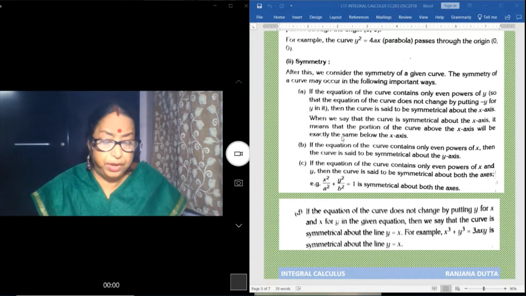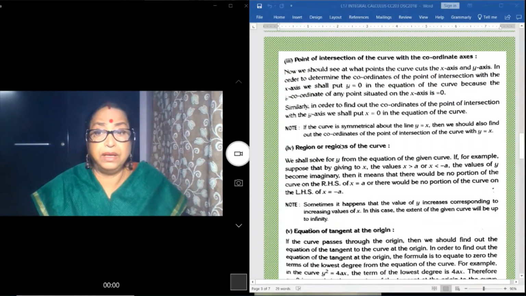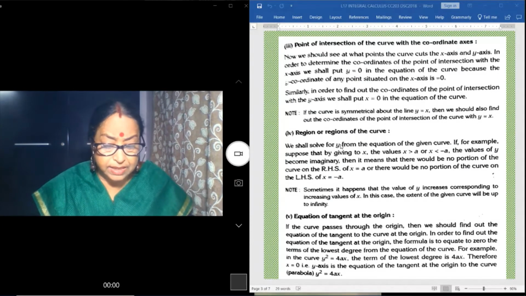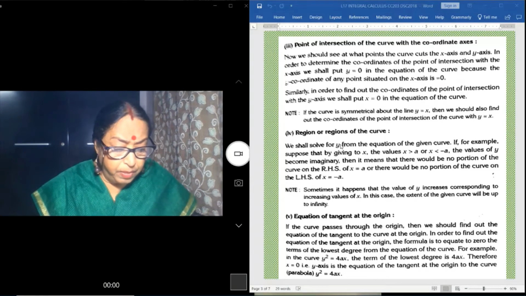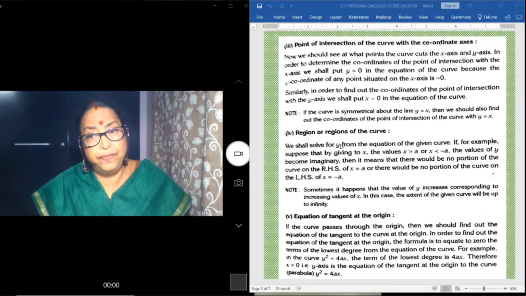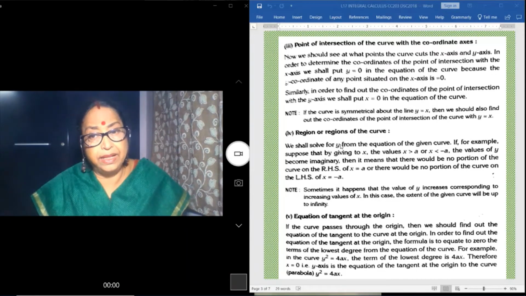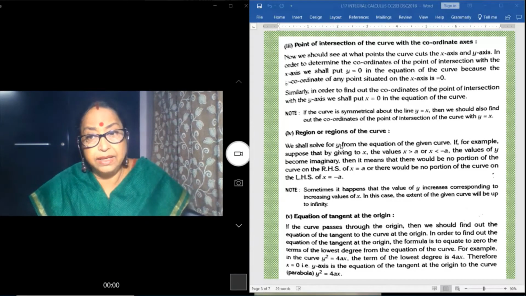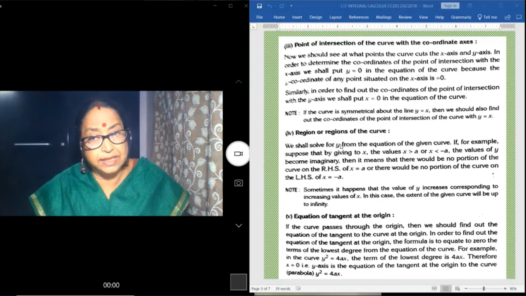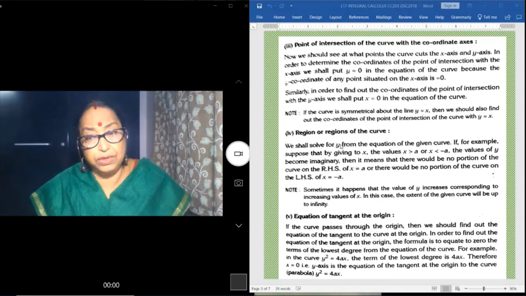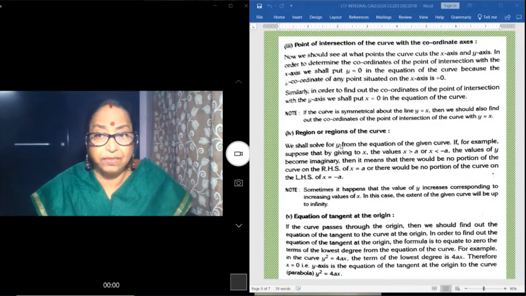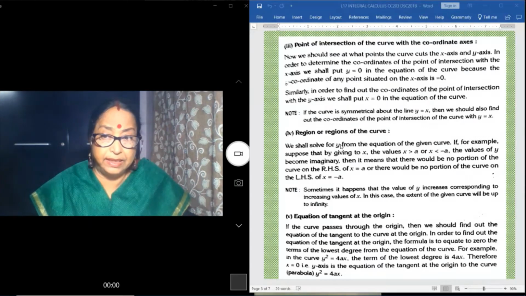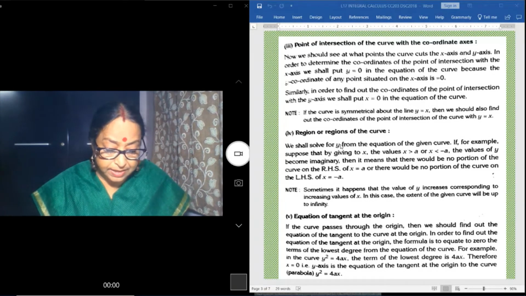Now, to find the point of intersection of the curve with the coordinate axes, that is, the x-axis or y-axis, we put y equal to 0 in the equation of the curve and find the value of x. In this way we get the intersection with the x-axis. When we put x equal to 0 and get the value of y, we get the intersection of the curve with the y-axis.